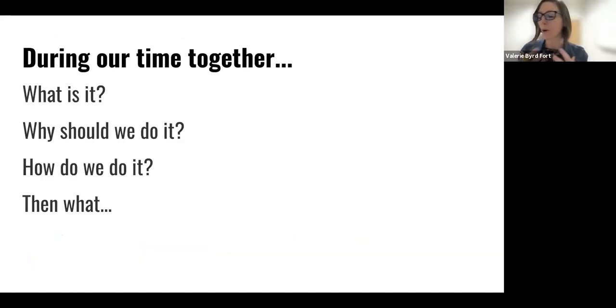Again, we have 1 hour, and during our time together, we're going to define what diverse book audits are. We're going to go over what we mean when we say diverse books. We'll review why diverse books are important, and we'll talk about some ways to conduct a diverse book audit. We'll talk about the then what. We'll learn how to do an audit, but what are you going to do after that audit is complete? What action steps are you going to take? Hopefully you'll leave here this afternoon ready to take some steps towards evaluating your own collections for diversity.